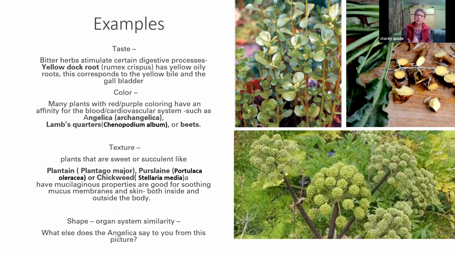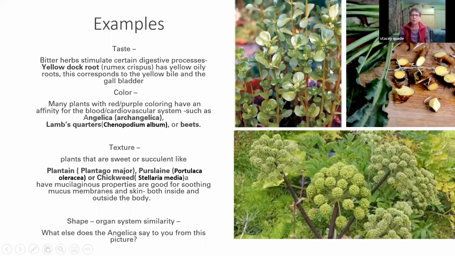So texture is another thing that we look to for understanding constitutional matches. Plantain is very sweet and juicy and succulent. And it also gets goopy when you chew it or break it up and steep it and things like that. So that's something that we can think about in terms of it being good for a demulcent or an emollient. So we could use those for soothing mucous membranes, both inside and outside the body.